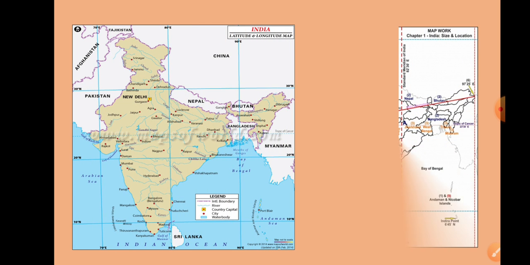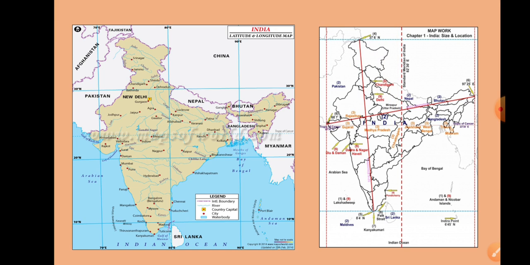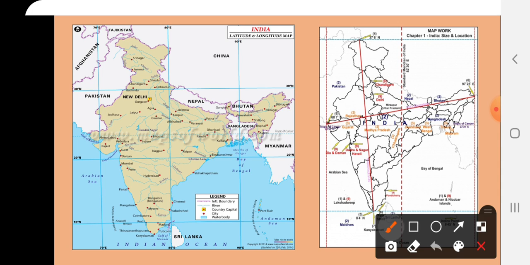Okay, so this is the India map. Now I will show you the location with the help of a brush. Now I hope you all know what latitudes and longitudes are. So first of all, I will draw a latitude. The first line you can see here, these are the parallel lines. Both of these are latitudes. These are called parallel lines, latitudes.